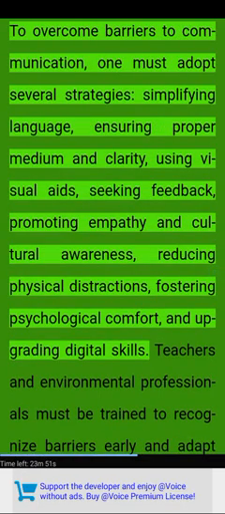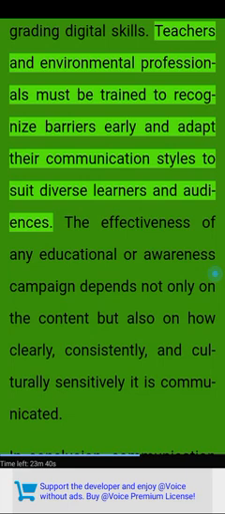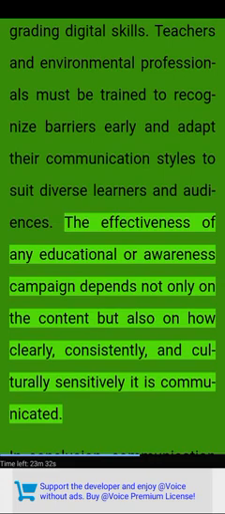To overcome barriers to communication, one must adopt several strategies: simplifying language, ensuring proper medium and clarity, using visual aids, seeking feedback, promoting empathy and cultural awareness, reducing physical distractions, fostering psychological comfort, and upgrading digital skills. Teachers and environmental professionals must be trained to recognize barriers early and adapt their communication styles to suit diverse learners and audiences. The effectiveness of any educational or awareness campaign depends not only on the content but also on how clearly, consistently, and culturally sensitively it is communicated.